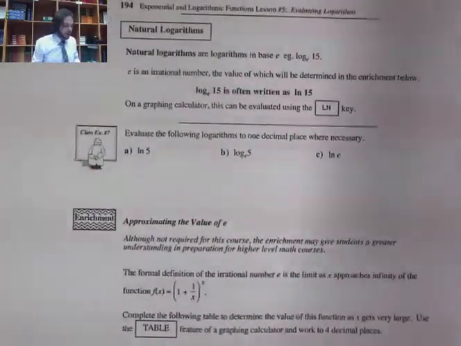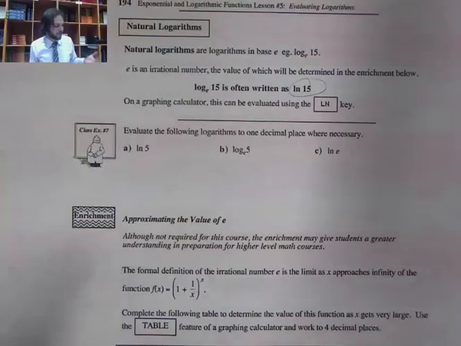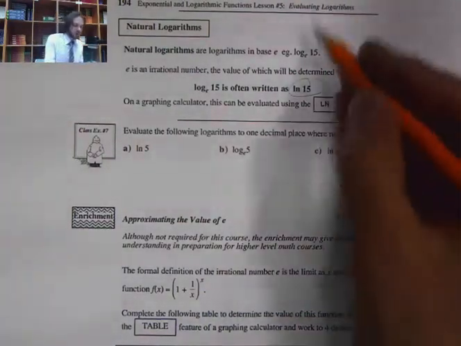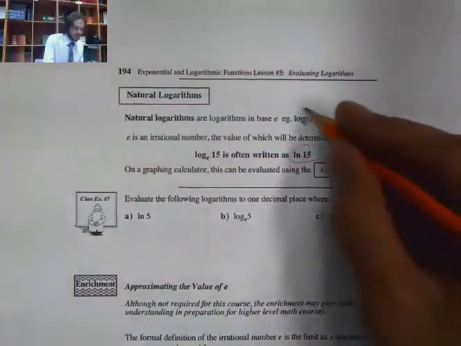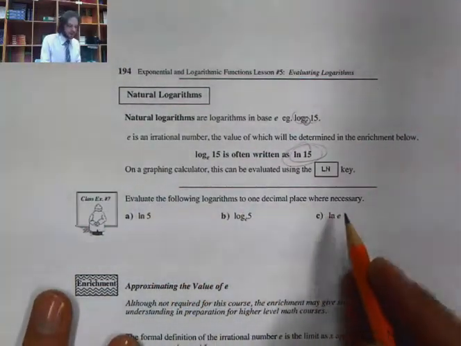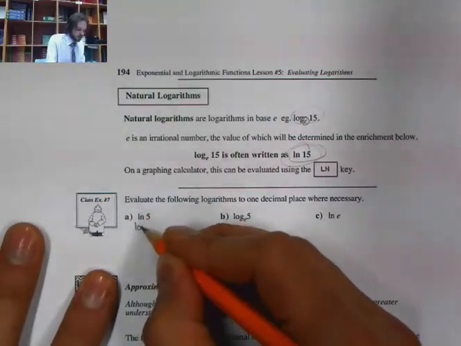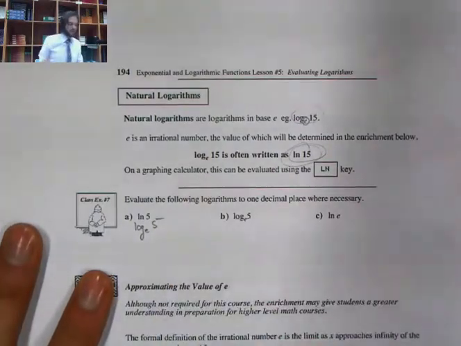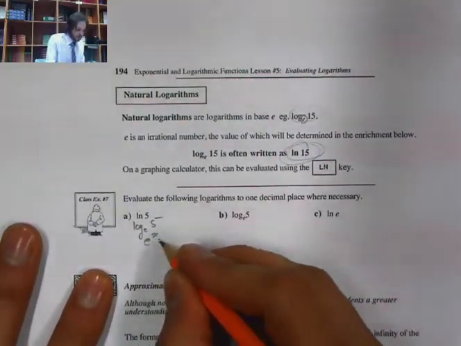Alright? Now, there's one more thing we have to do here, and that's the natural log key. That was the key I pushed before. Now, natural log is always when my base is e. We use natural log when it's base e. So evaluate the following to one decimal place where necessary. I'm going to write this as log base e of 5. Okay? Or e to the x is equal to 5.